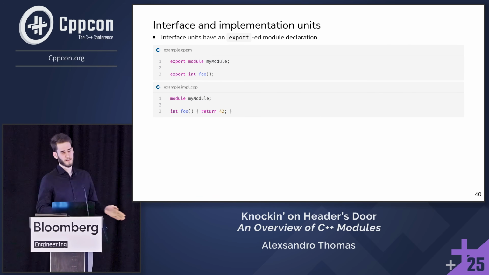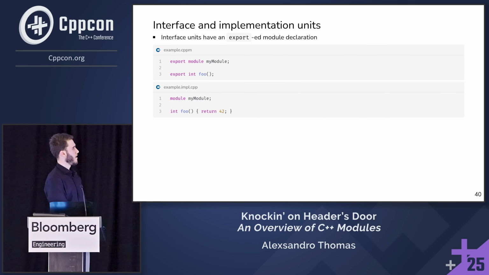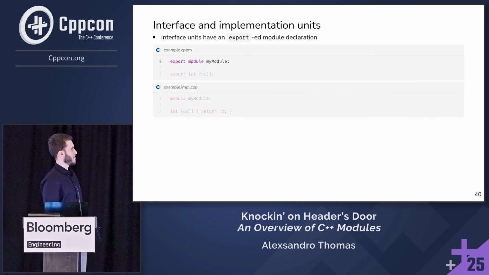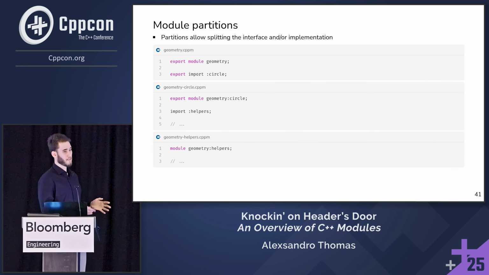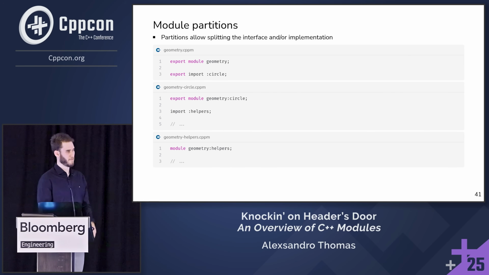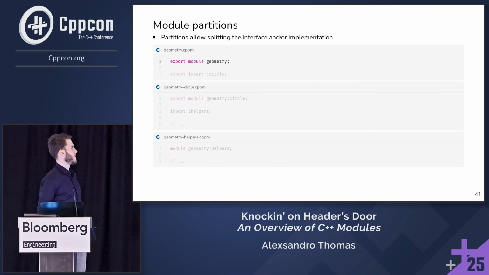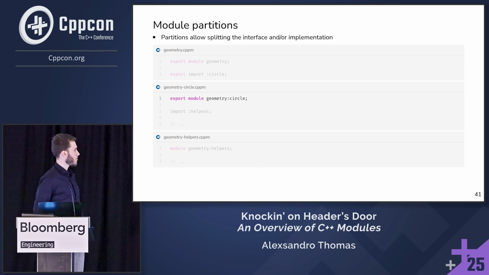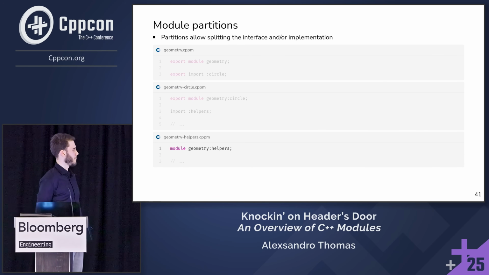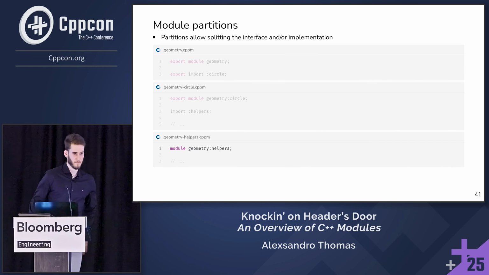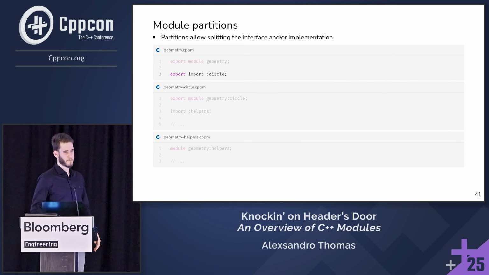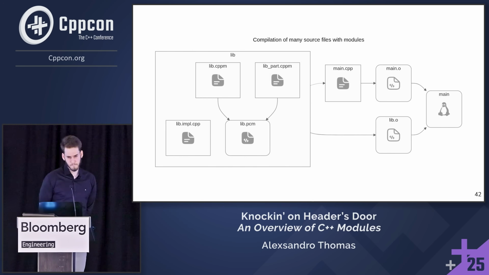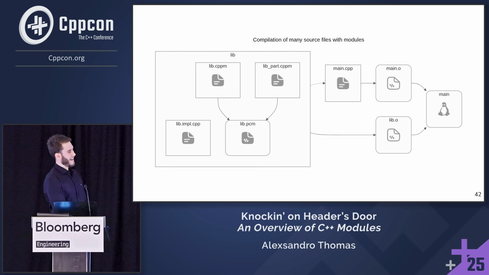If we take a look at the difference between the interface and implementation units, that's really simple. If you have an export definition, that is an interface unit, and if you don't, that's an implementation unit. Very easy to distinguish. Your partitions are just tools that allow splitting the interface or the implementation of the module into different files. So here we, for example, have this module geometry. We have a circle that is split from the main thing. We have your helper module unit to get some helper functions. Then you can import that helper and re-export that interface as part of the main interface of the module. So I lied a little bit.